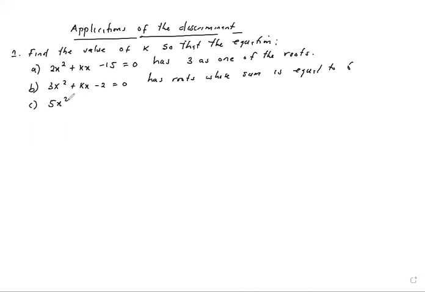(c) 5x squared minus 8x plus k is equal to 0 has roots whose product is 1/5. Okay, here first.